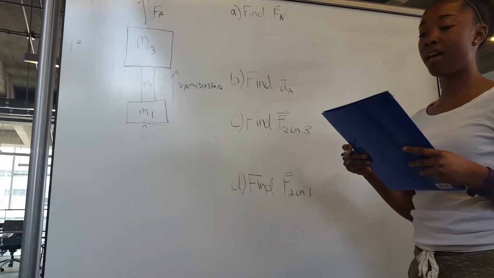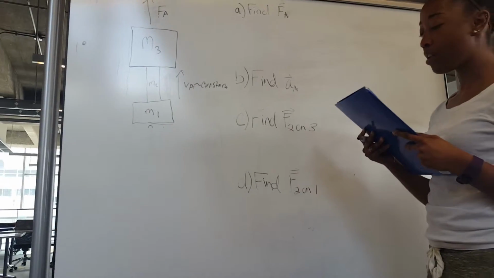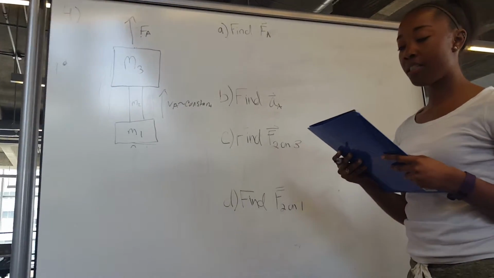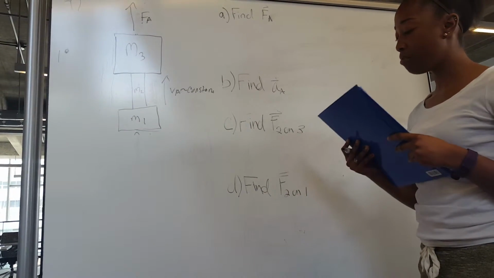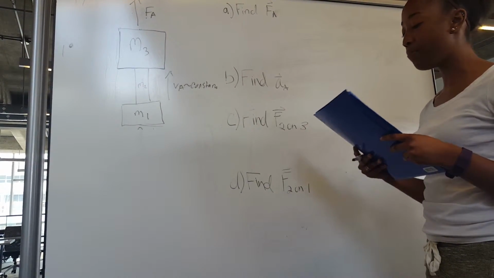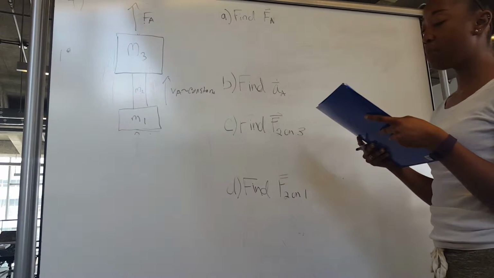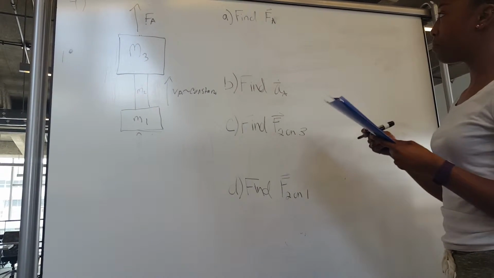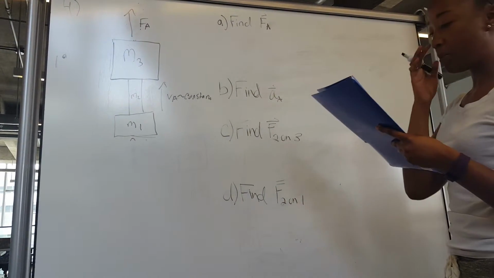The problem reads: two blocks of mass M1 and M2 are connected by a rod of mass M3, as shown in the diagram. A constant unknown force, Fa, pulls upward on the top block while both blocks and the rod move upward at a constant velocity v, near the surface of the Earth. The direction of the gravitational force on each block points downwards. So part A wants us to find the force Fa and express it as a vector.